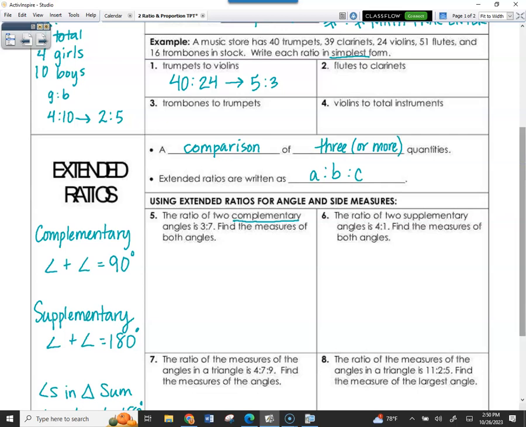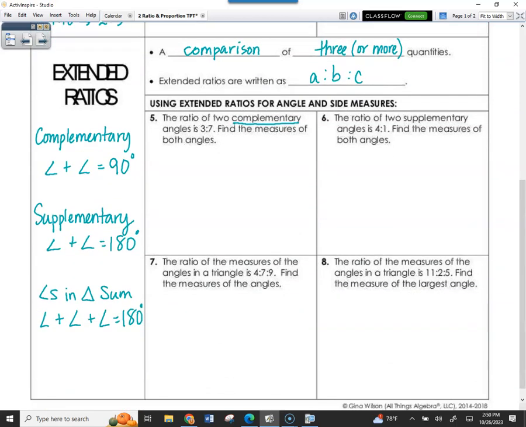You see the 40 to 24? You know how that reduced to 5 to 3? Because there was a common factor of 8 in there. Look at it. 5 times 8 is 40. 3 times 8 is 24. So there was a common factor of 8 in here that reduced out. Well, if I come down here and look at this problem, they're telling me in simplest form the ratio of 2 complementary angles is 3 to 7.